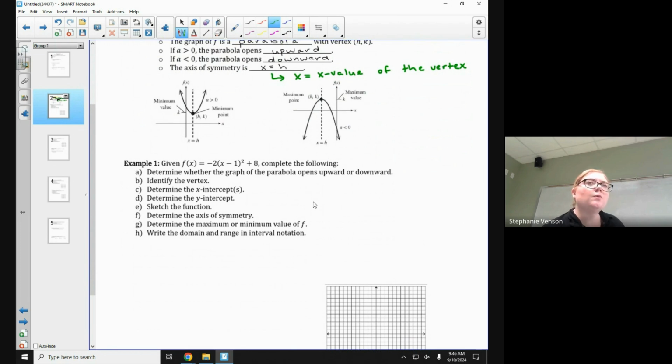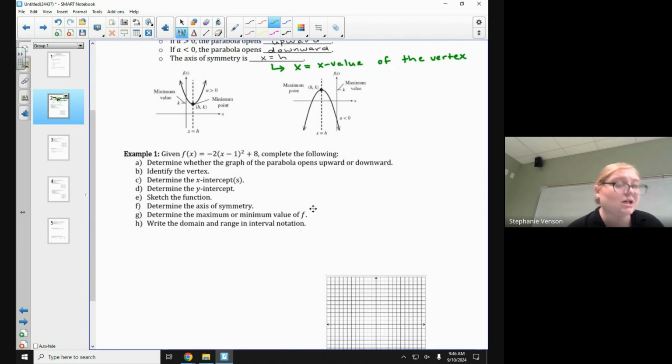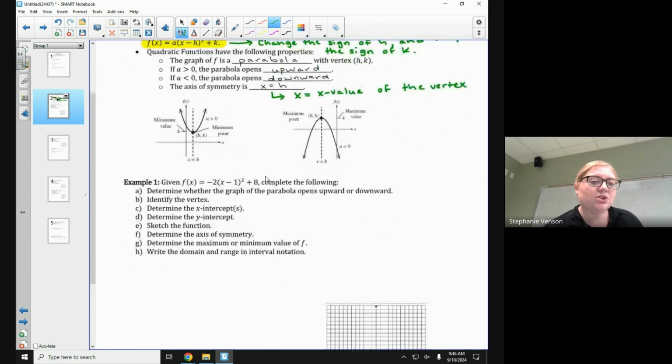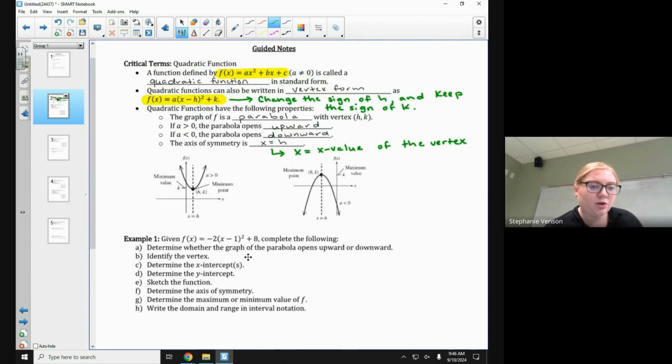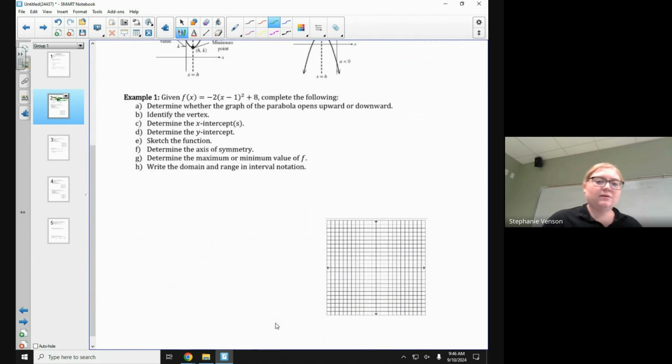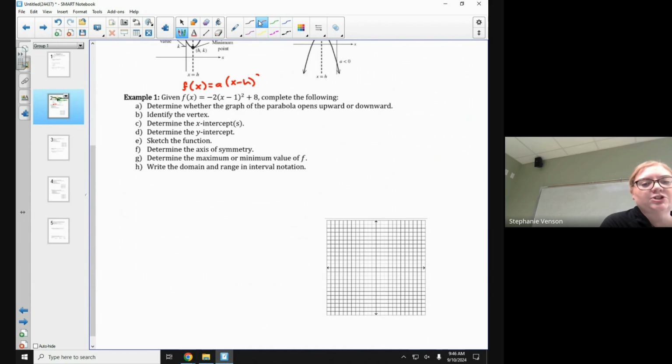I'm going to try to make it super understandable, but as always, just stop me if you have questions. Okay, so it says, given f of x equals negative 2 times x minus 1 squared plus 8, complete the following. First, just looking at this, do you think this quadratic was given in vertex form or in standard form? Definitely vertex. So I'm just going to write the vertex form on top of it. f of x equals a times x minus h squared plus k.